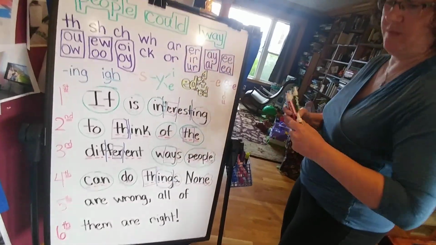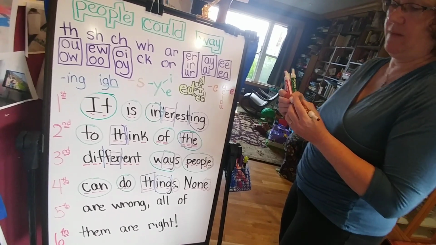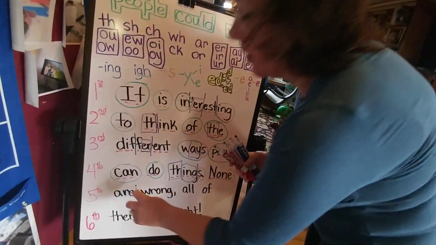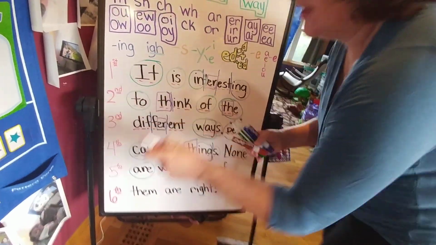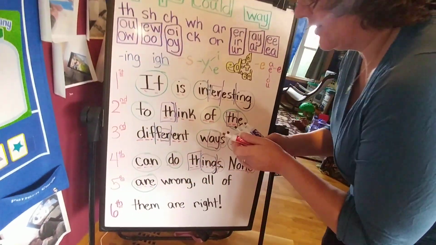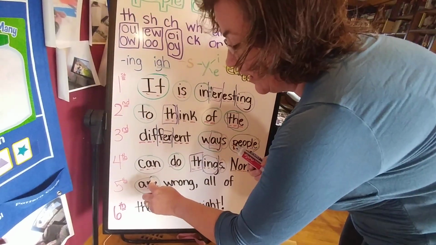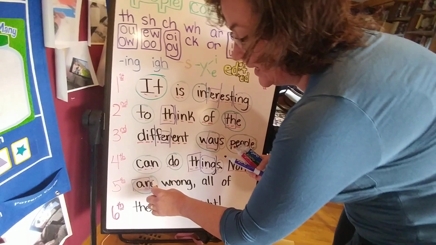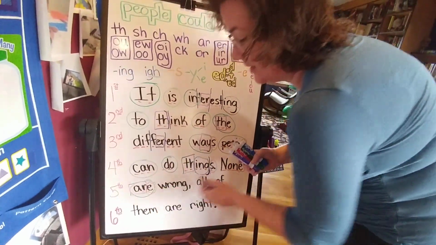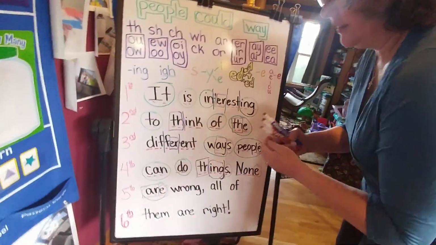Let's go down here. We have on the fifth line the sight word are. Let's go ahead and spell it. A-R-E. What do you see in there? A-R, my pirate R, and a wonky E. It's not air. It's not an A sound. It's R. Wrong. Let's spell wrong.